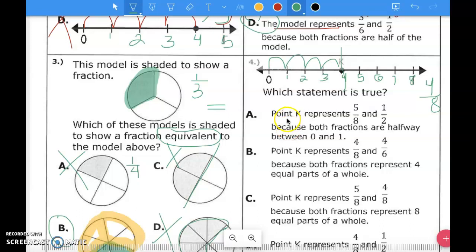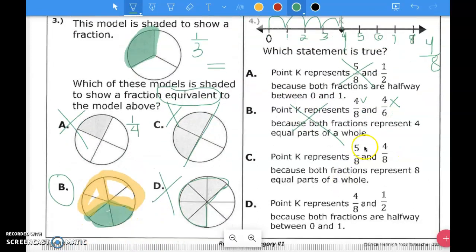Okay, point K represents 5/8. No, not 5/8. Point K represents 4/8. Yes! And 4/6? No. That's totally wrong. Point K represents 5/8? No. 4/8, yes, but 5/8, no. Point K represents 4/8, yes, and 1/2, yes, 4 is half of 8.